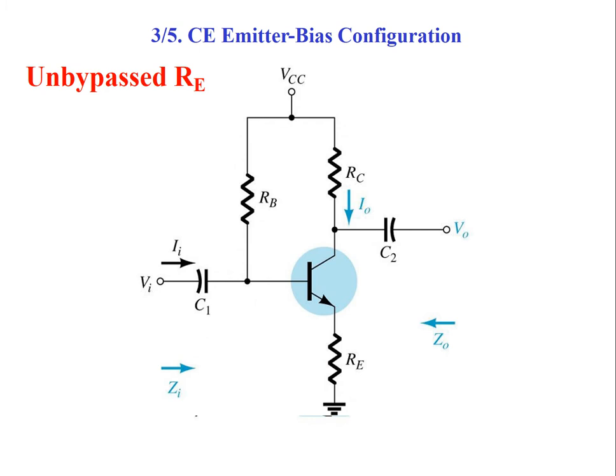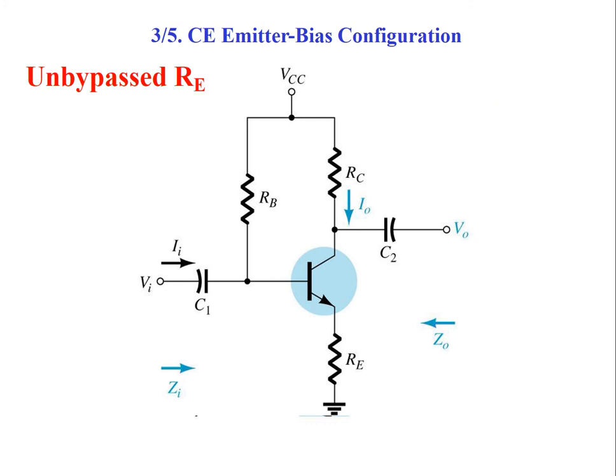And for that case, we are making another assumption that our R naught is very high. We are basically assuming that our output impedance is infinity here. That is our assumption. Then for this case, let's try to draw the AC model.